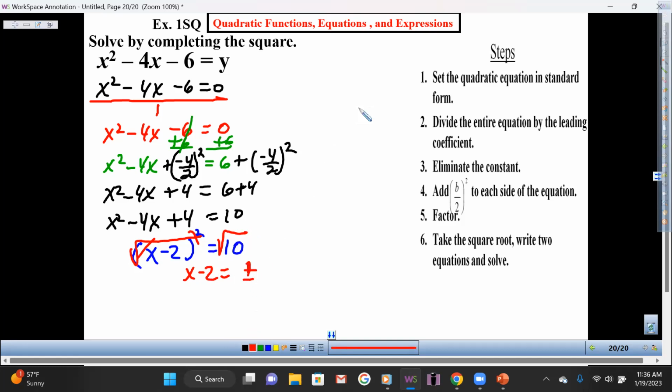Wait a minute, Mr. Q, that's why you made us practice finding the square root of a number like that? Yes. However, for the sake of time, I'm not going to ask you to find the decimal. I want you to leave it as square root of 10 for right now. You're like, oh, thank you. You're welcome.